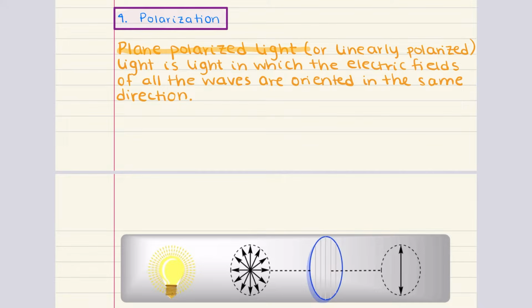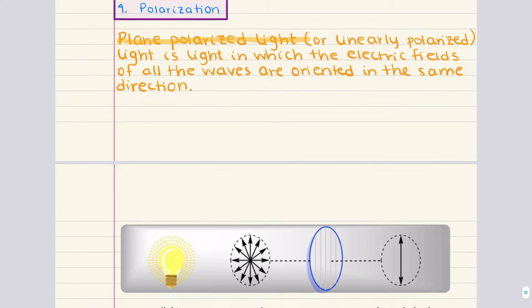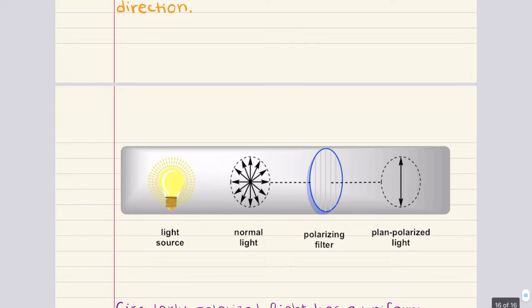For example, after passing through a vertically oriented polarizing filter, only the vertical components of the electric field will remain, and the light becomes vertically polarized. This type of polarization has practical applications, such as in sunglasses and camera lenses, which use polarizing filters to reduce glare by blocking specific orientations of light that are commonly reflected from surfaces.